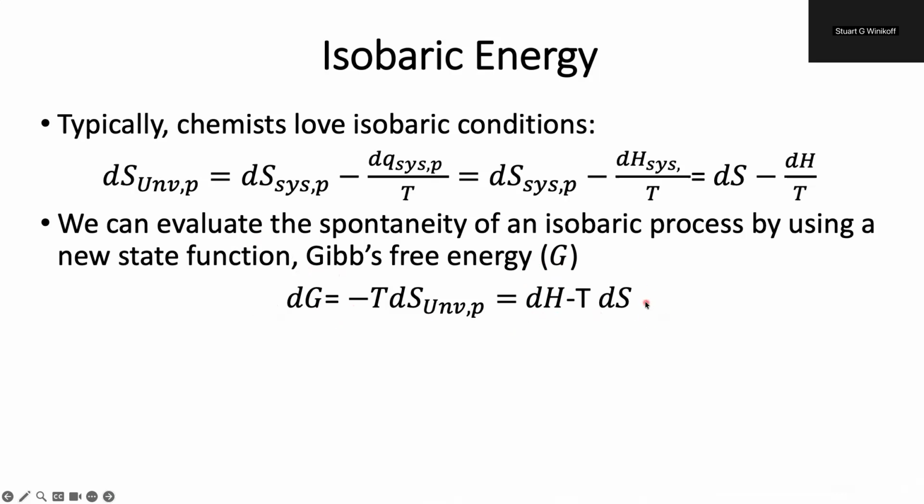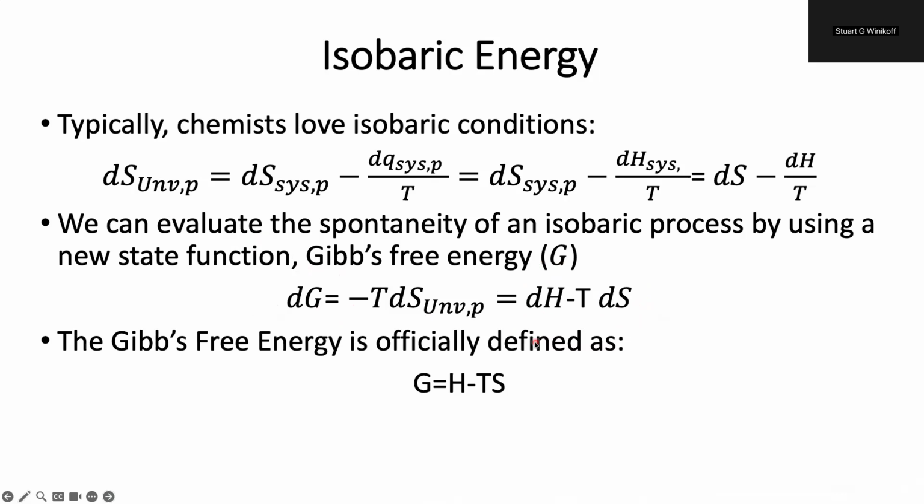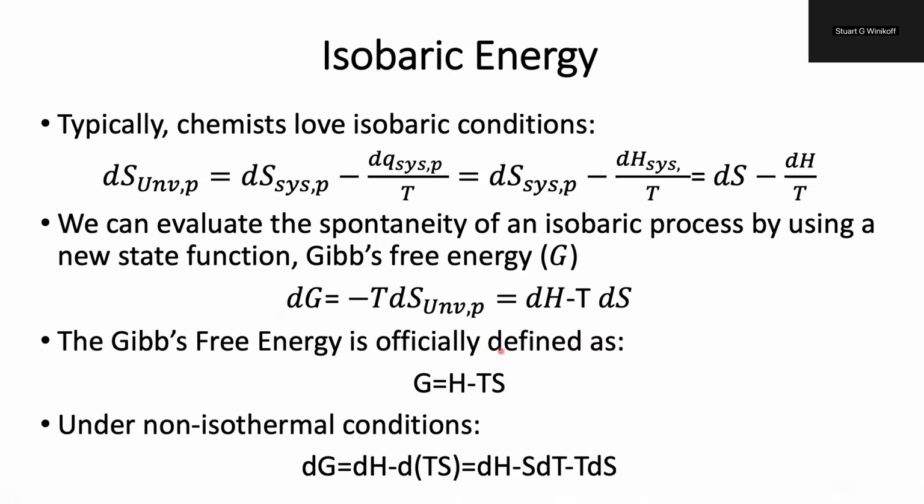But it turns out it's often useful if we don't just look at the changes, but we actually also define the absolute Gibbs. So the absolute Gibbs free energy can be defined as the enthalpy minus the temperature times the entropy. Now, this also means that if we're looking at non-isothermal conditions, we can figure out our general definition for the change in free energy by taking the derivative of each component.